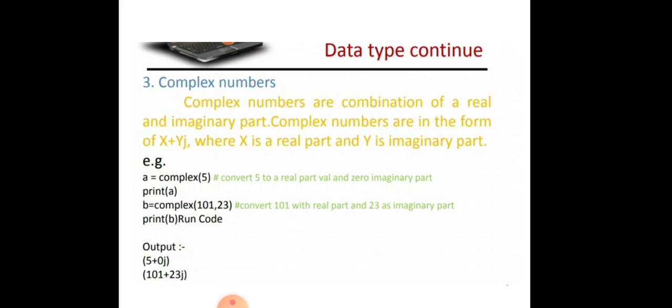Then complex numbers. Complex numbers are pairs of real and imaginary numbers. They take the form of x plus y j, where x is the real part and y is the imaginary part. For example, we want to convert 5 to a real value and 0 as an imaginary part.